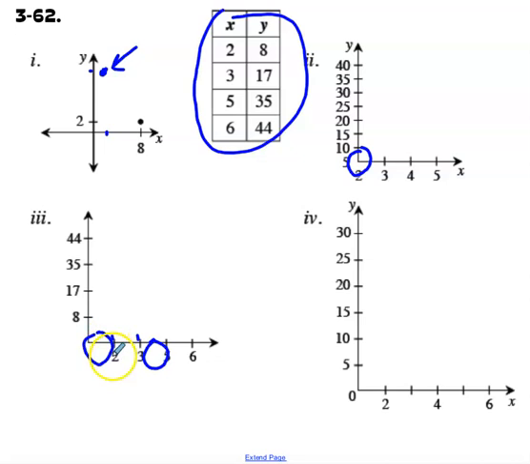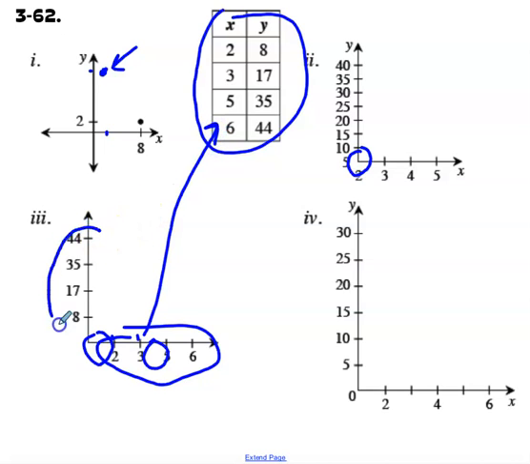So it might seem like, oh, I'm just going to put 2, 3, 5, and 6 because this is what I have here, and then I'm just going to make this 8, 17, 35, and 44 because that's what I have there. But that's not how you do it. You've got to space those out. You've got to have them even. You've got to include all the numbers so the graph looks proper.